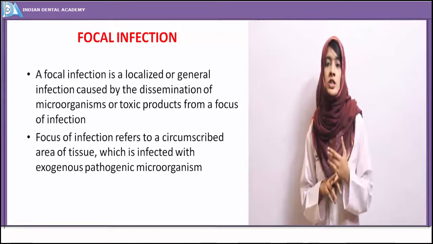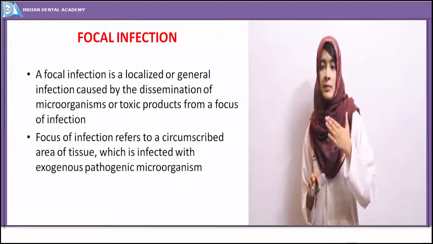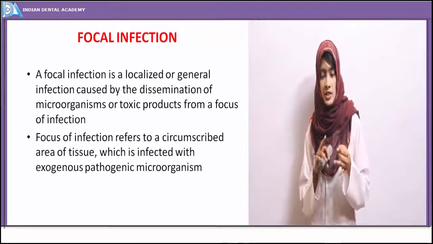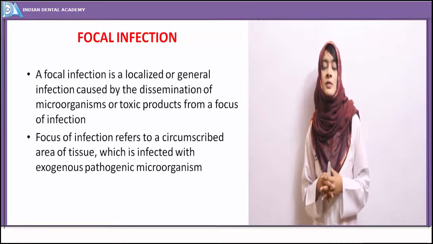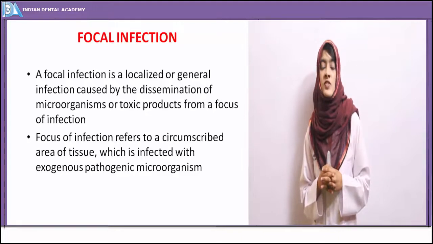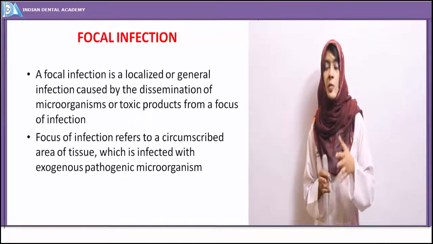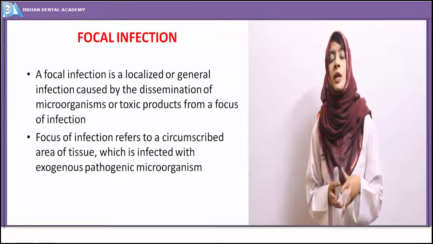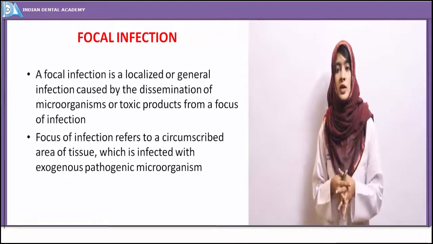One is the hematogenous route, that is the microorganisms themselves are carried to the distant site causing the systemic disease, or the toxic products produced by microorganisms are just transferred to other sites causing the disease. So for obvious spread of the infection, some focus should be present. This focus is the site where all the exogenous products or the toxic products are concentrated.